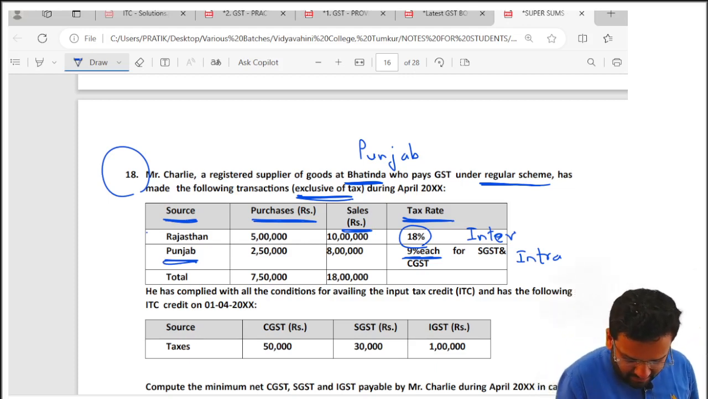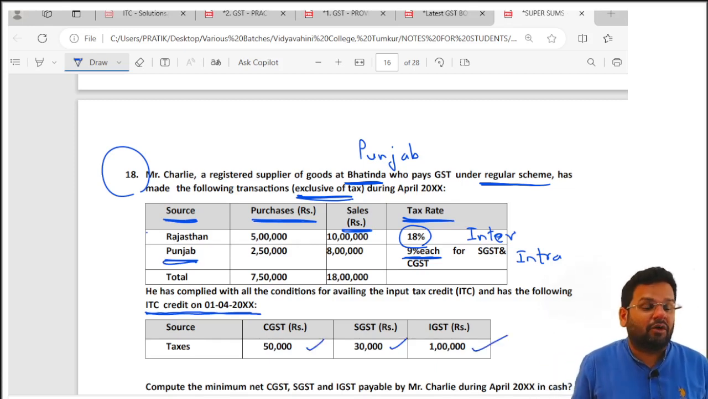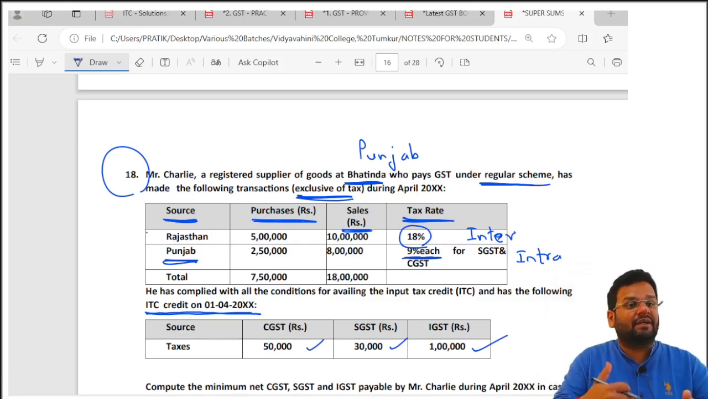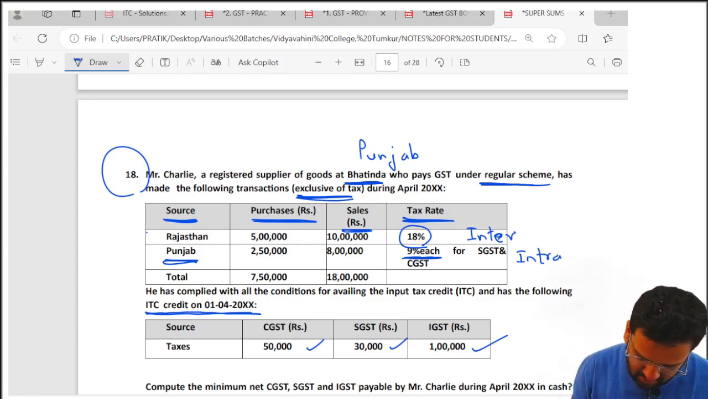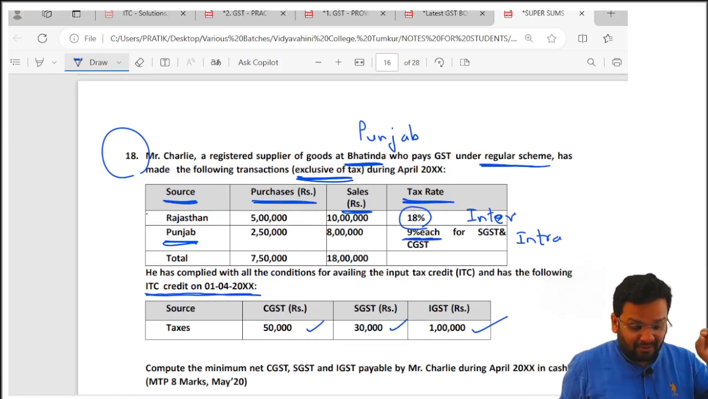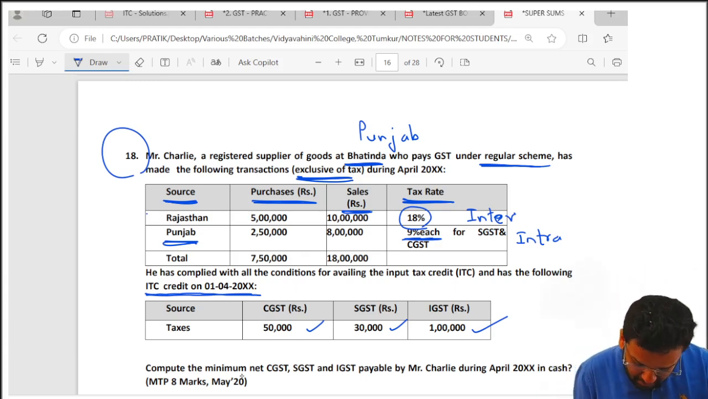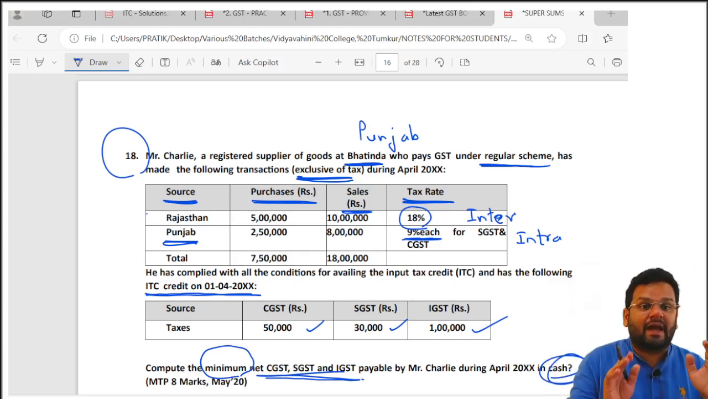Then ITC is given. Opening ITC of CGST, SGST and IGST. What makes it an 8 marks question? You will understand as we go ahead why it is an 8 marks question. See. And what is the question asked? Read the question asked. Compute minimum net CGST, SGST, IGST payable by Charlie in cash.